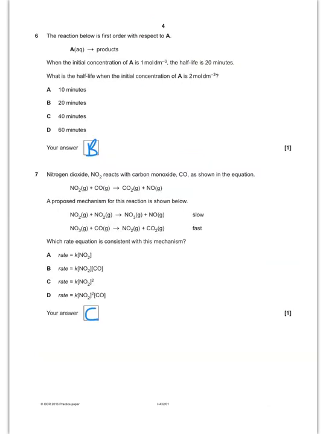Okay, so half-life doesn't matter about your concentration. Half-life is your half-life, which is 20 minutes. So when the initial concentration is 2 moles per decimeter cubed, the half-life is still 20 minutes. So the answer is B. Okay, we've got a proposed mechanism for that reaction. Which rate equation is consistent with that reaction? Well, if you have a look, your slow step here is 2 NO2s, so the correct rate equation is C.